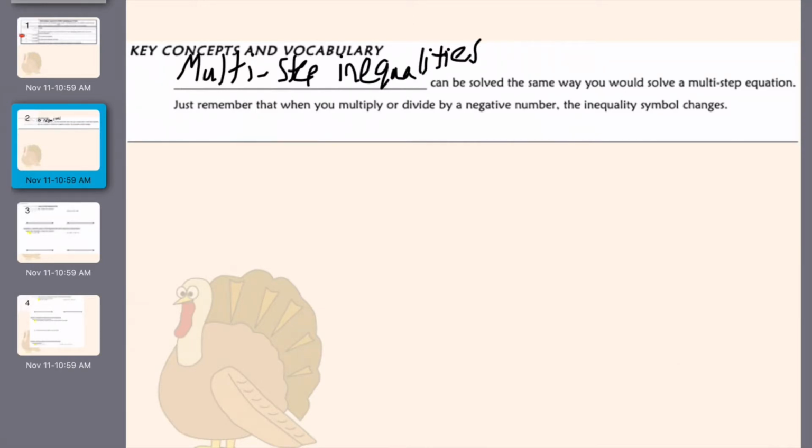Multi-step inequalities can be solved the same way you would solve a multi-step equation. Just remember that when you multiply or divide by a negative number, the inequality symbol changes. I'm going to say that it reverses. Do not forget that. That's our biggest thing. That's the one thing that people get wrong so many times, is that they forget that the inequality sign reverses. So I've highlighted some examples that I'm going to do with you, and we will go from there.